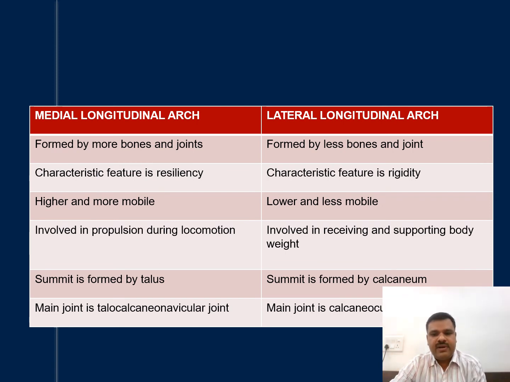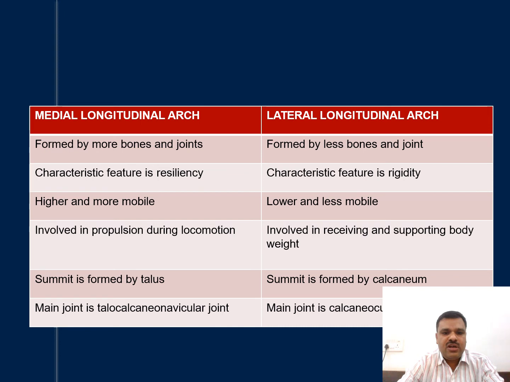Now here we will try to summarize the medial longitudinal arch and the lateral longitudinal arch. The medial longitudinal arch is formed by more bones and joints, and the lateral is formed by fewer bones and joints. Characteristic feature is resilience. For lateral longitudinal arch, the characteristic feature is rigidity. Medial longitudinal arch is higher and more mobile. Lateral is less mobile. Okay.